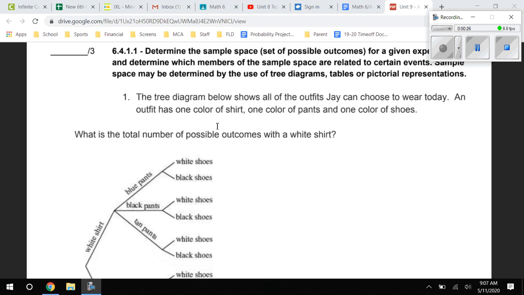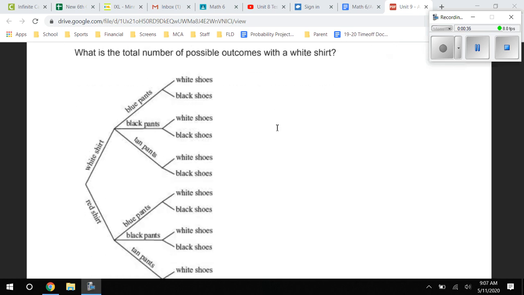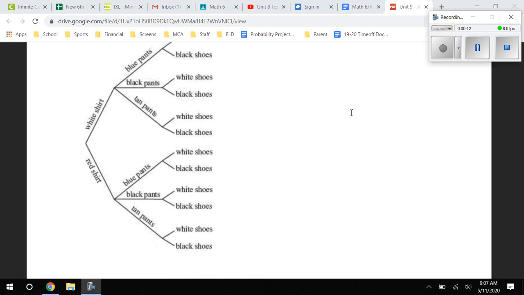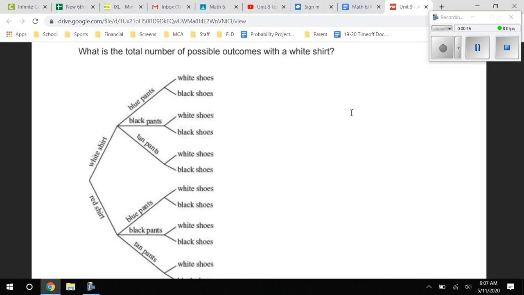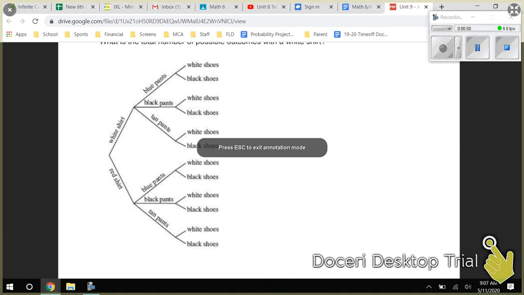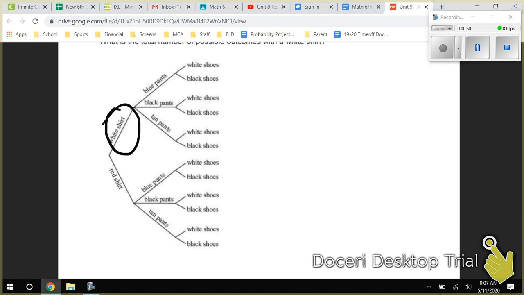The tree diagram below shows all the outfits Jay can choose to wear. An outfit has one color of shirt, one color of pants, and one color of shoes. So there's three different things. So what is the total number of possible outcomes with a white shirt? Okay, so we want to look at this and just check out the white shirts. So all of these here are white shirts. All right, so that's what we were looking for.